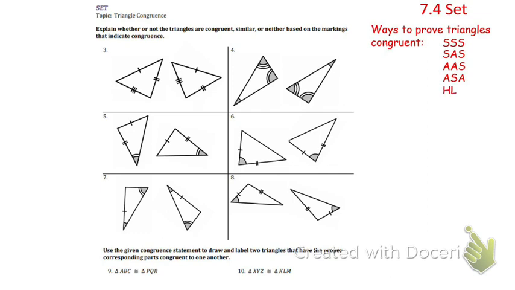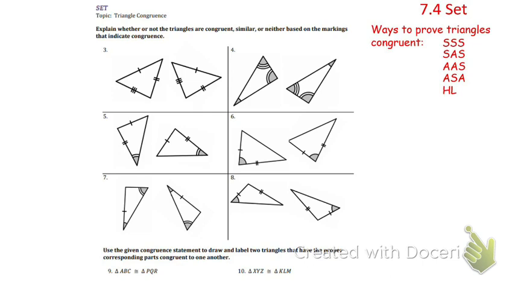And then the last way to prove it that some teachers will talk about is HL, hypotenuse leg. Hypotenuse leg is kind of a special one. It only works in right triangles. And it actually does have 3 pieces like the others, because it only works in right triangles. You have to have a right angle. And that's when you have the hypotenuse and a leg.